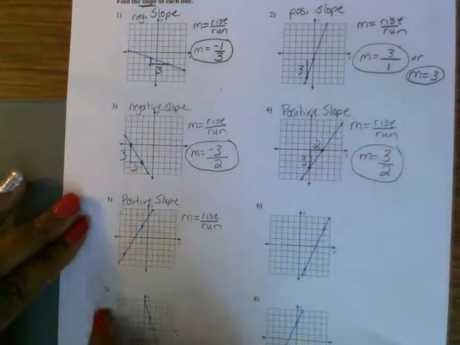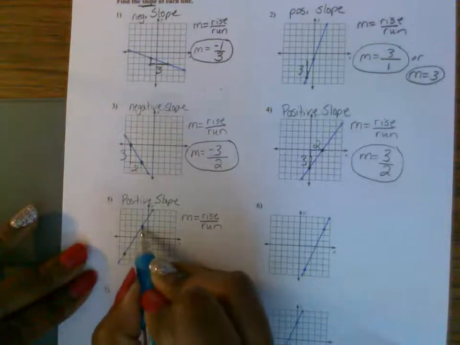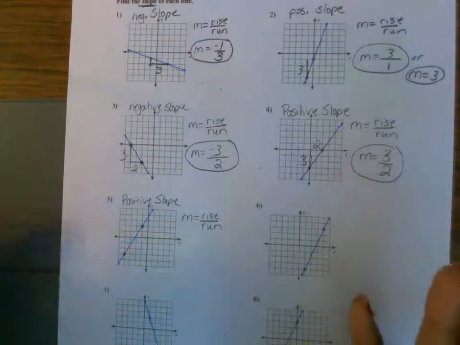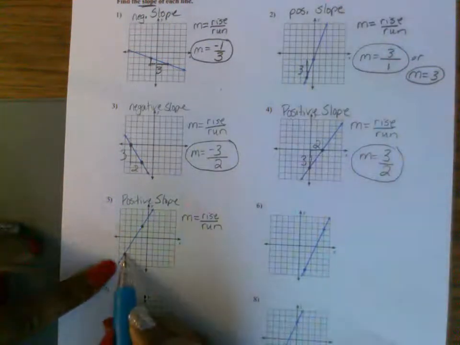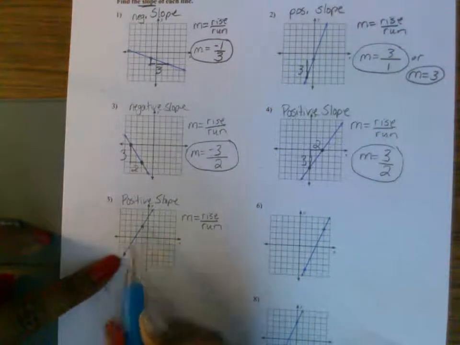I picked 2 points on the line. The 2 points on the line are already given. If they're not given, you choose the 2 points, any 2 points that you want. Just make sure that you can read the ordered pairs, okay? Now I'm going to go from this point here to this point here using my grid lines.